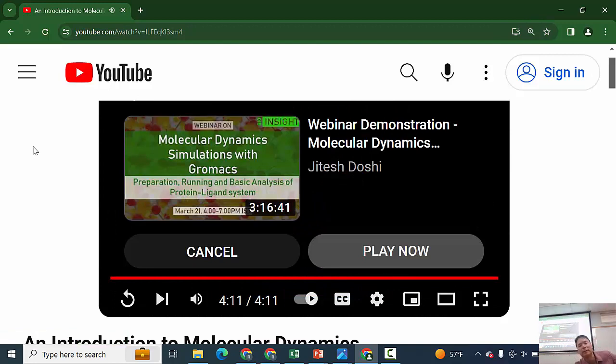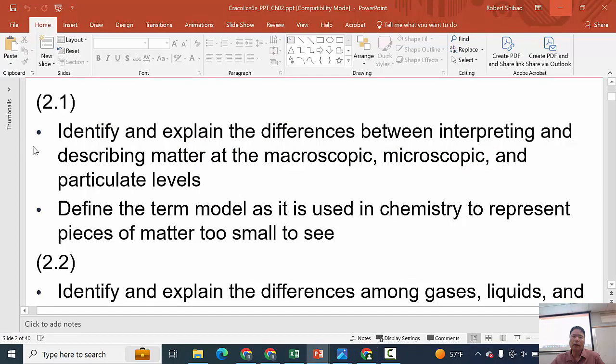Molecular dynamics. So at this level here, at the particulate level, we can see more what's happening versus at the macroscopic level. But we look at both levels quite in detail, and we look at properties at both levels. So we want to identify and explain the differences between interpreting and describing matter at the macroscopic, which you can see, versus the particulate level.